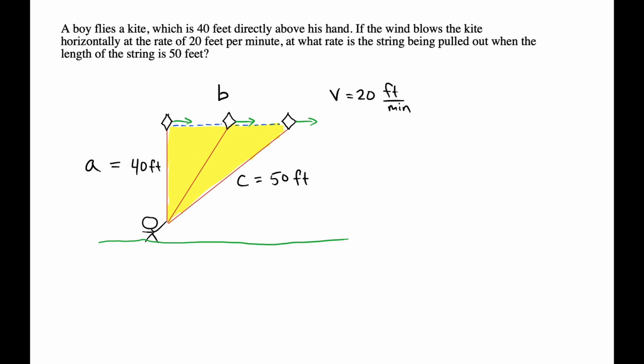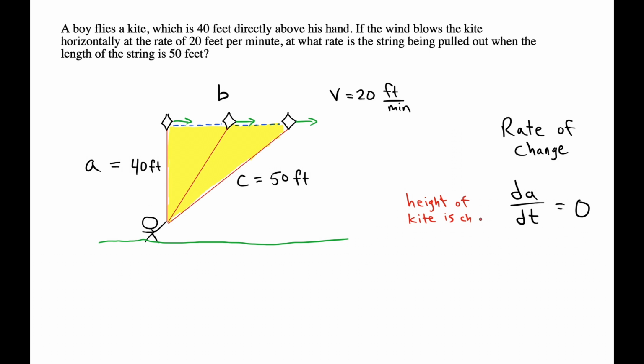Now with some of these quantities, we can find their rates of change. For example, I could make a little chart of the rate of change for each of these important quantities. A is not changing at all as time goes on. A is remaining 40 feet. The kite is always 40 feet above the hand. Therefore, I would call dA over dt 0. So this tells us how the height of the kite is changing.